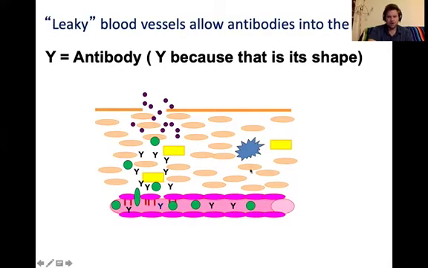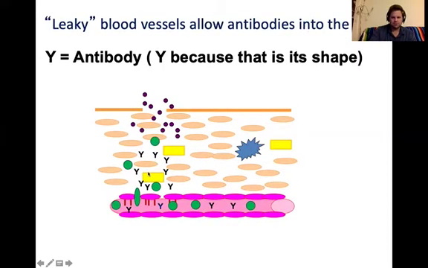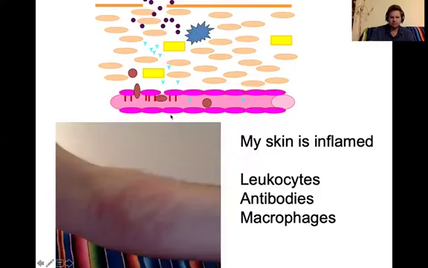Okay, so in addition to your leukocytes moving to the injury, your blood contains antibodies. Because the blood vessel is leaky, there are small openings, so antibodies can now leave the blood and move to the site of the injury. And then finally, we can see this macrophage moves to the injury. So that is what your inflammation response is.